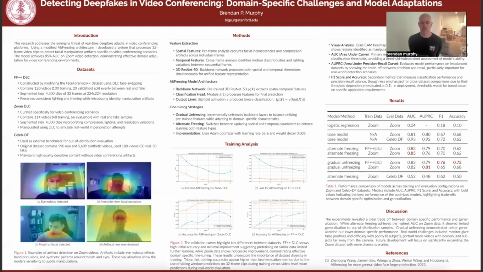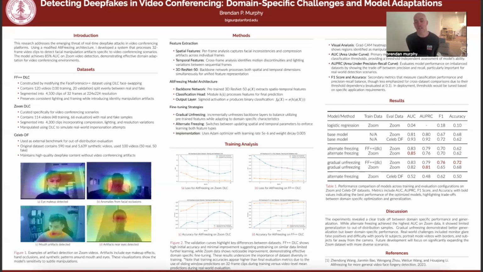I implemented two distinct fine-tuning strategies. The first, gradual unfreezing, incrementally unfreezes backbone layers to balance utilizing pre-trained features while adapting to domain-specific characteristics. The second method, the alternate freezing method, switches between updating spatial and temporal parameters to enforce learning both types of features. If you look at the training curves, you can see some clear patterns.